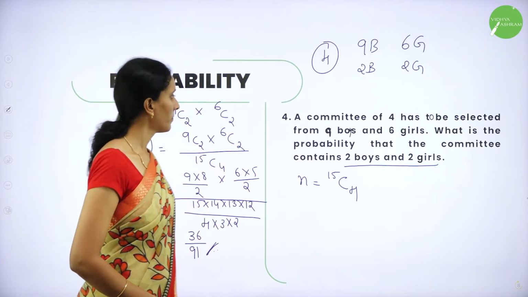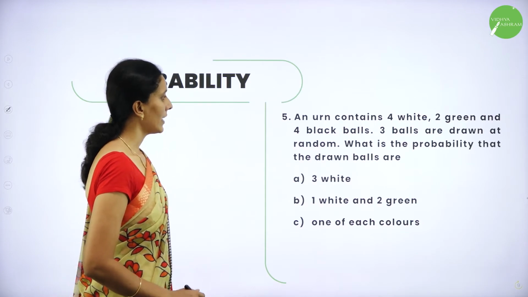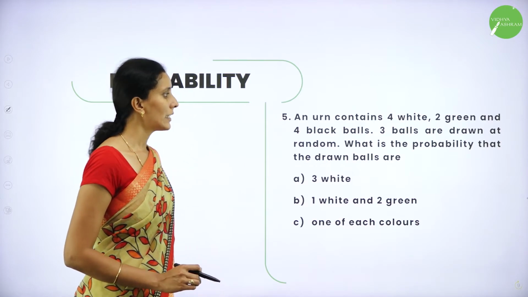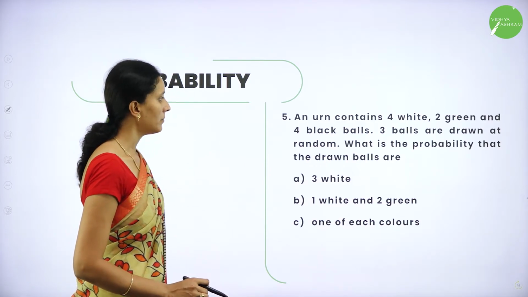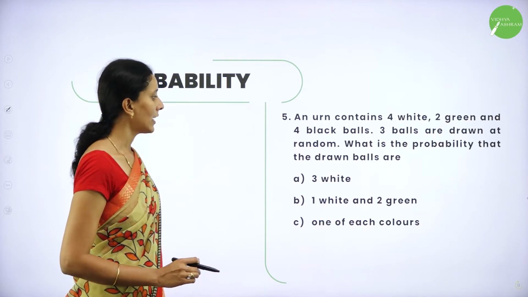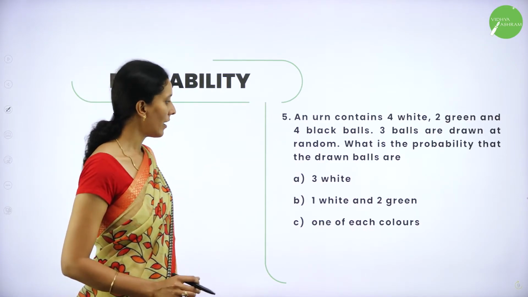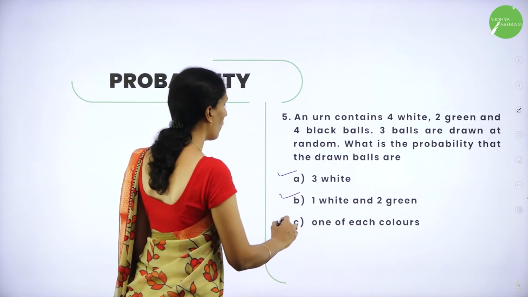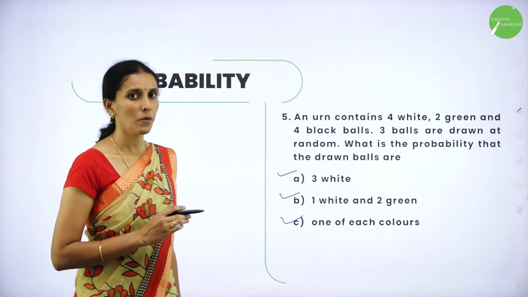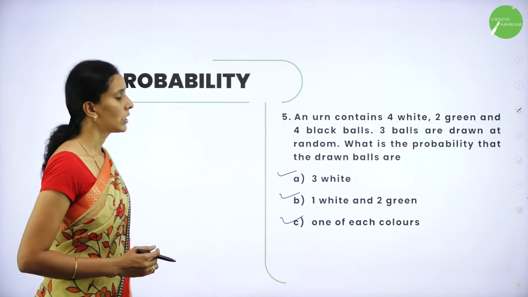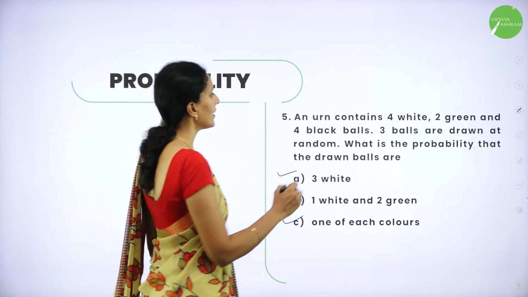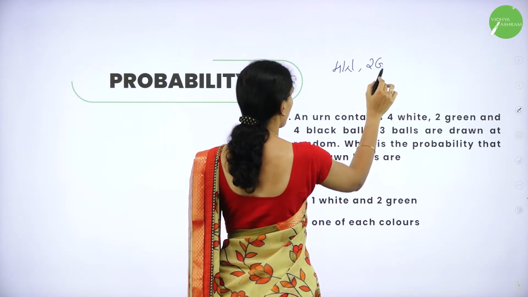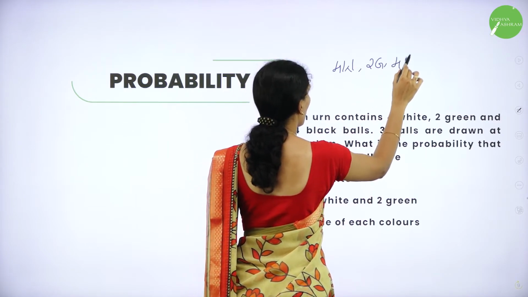So next question. An urn contains 4 white, 2 green and 4 black balls. 3 balls are drawn at random. What is the probability that the drawn balls are 3 white, 1 white and 2 green, 1 of each color? So the same concept which we used in the third problem.